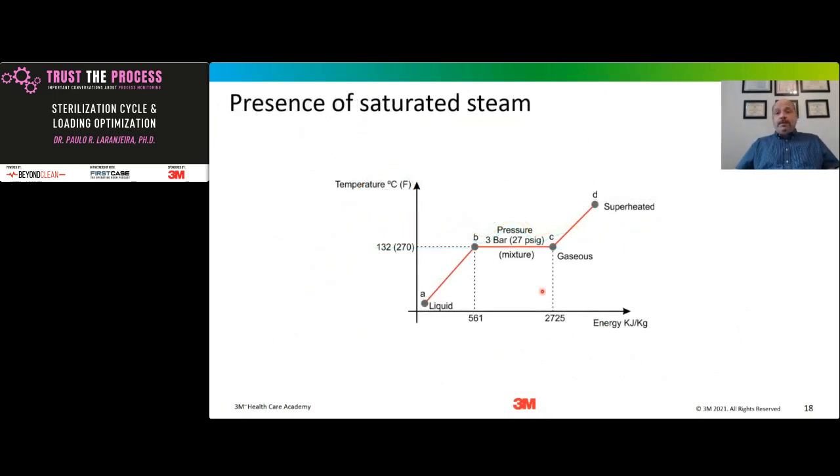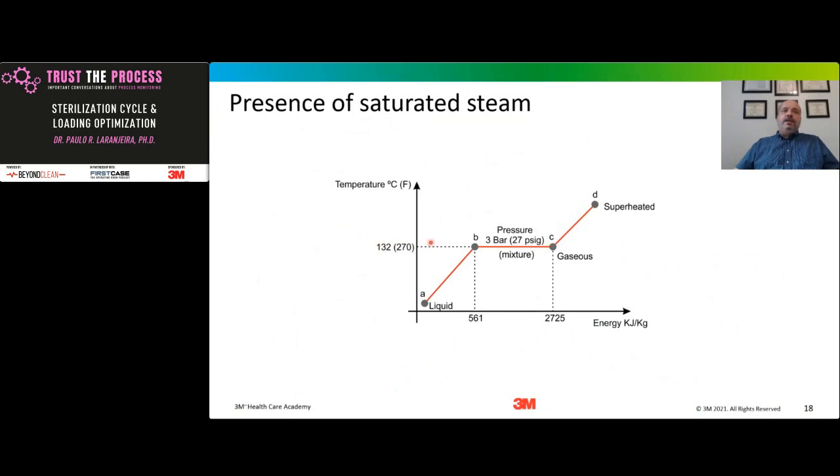The critical points in the exposure phase are related to steam quality. There isn't much we can do on our side when we're preparing the load, but we need to make sure that the steam that is being used has the correct quality. And we need to be sterilizing at the point C where we have here, where we have the highest energy, where my steam is basically 100% gaseous, or 97, which is the standard requirement, 3% water, 97% gas.